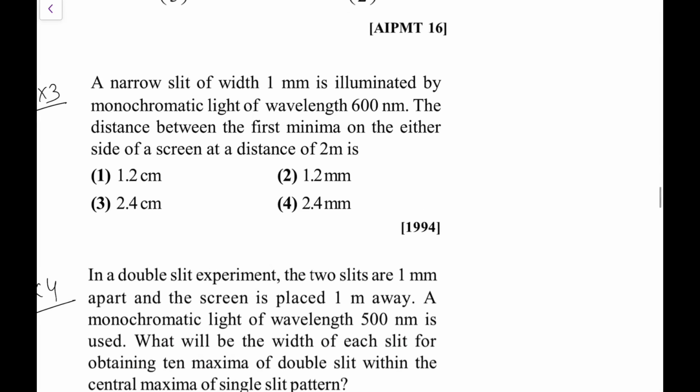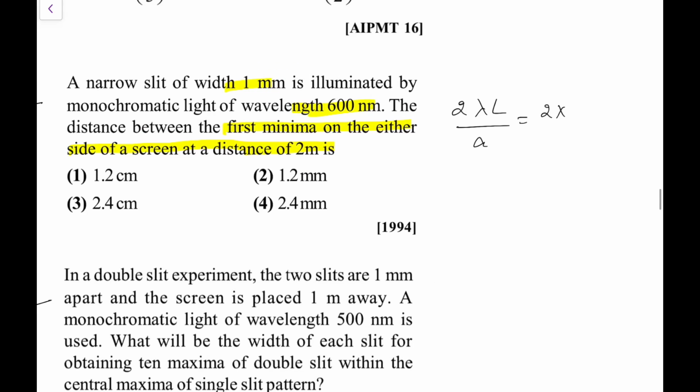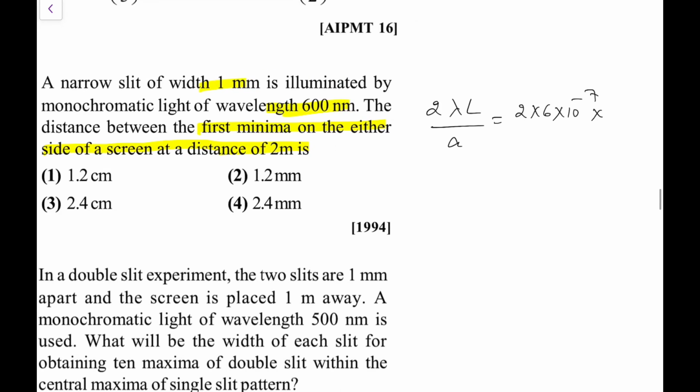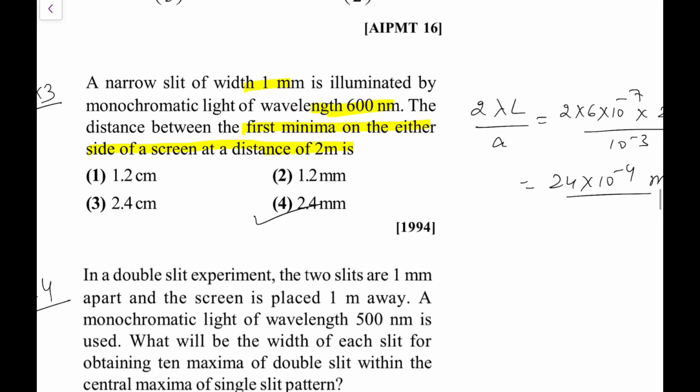Next, you have a narrow slit of width 1 mm illuminated by a light of 600 nanometer. Distance between the first minimum on either side of the screen at distance of 2 m. First minimum on either side, that is simply saying width of central maxima, which you know as 2 lambda L by a. L is the screen distance, lambda is 600, 6 into 10 to the power minus 7 I can write. L is 2 and a is 10 to the power minus 3. So this is 24 into 10 to the power minus 4 or 2.4 mm. You can go for this option 4th.